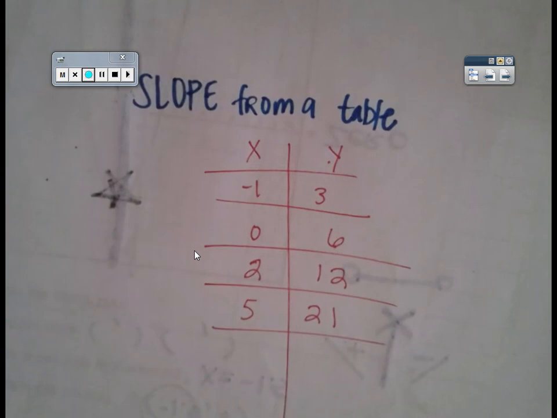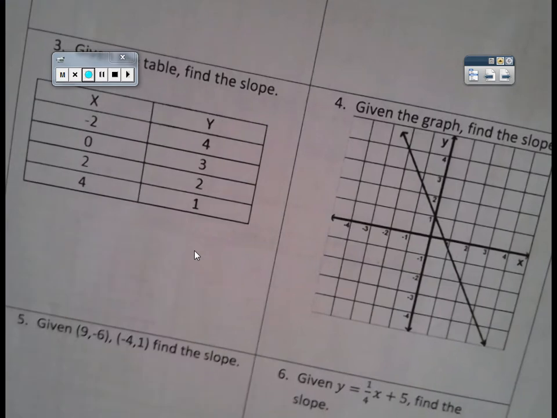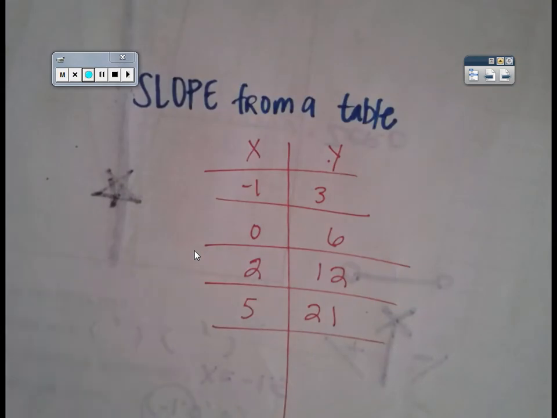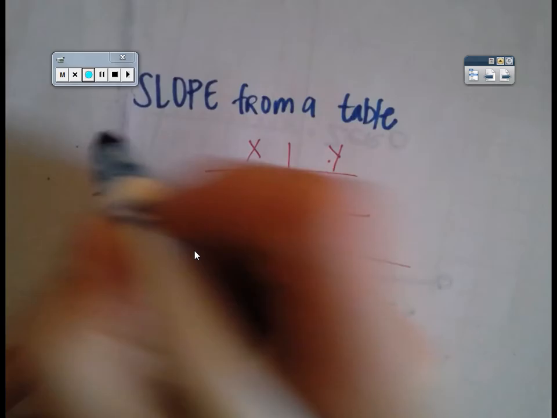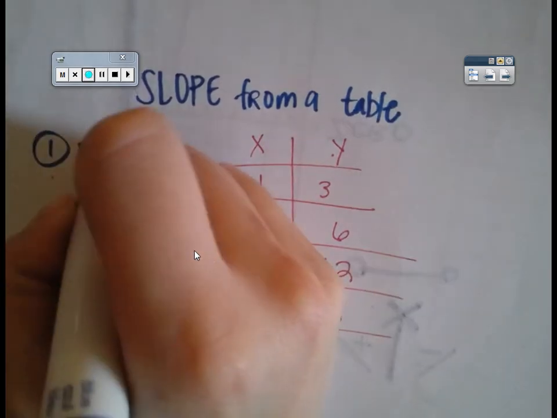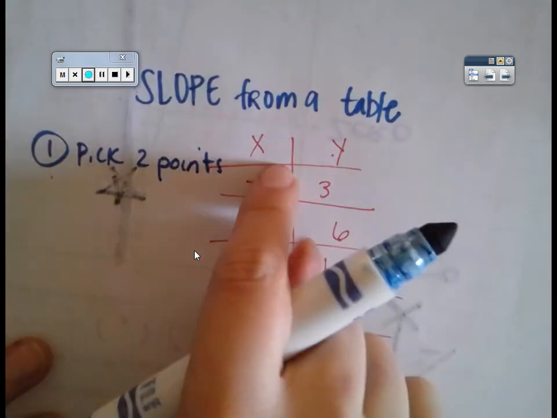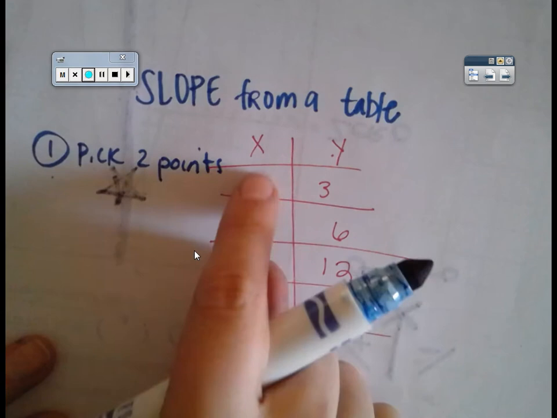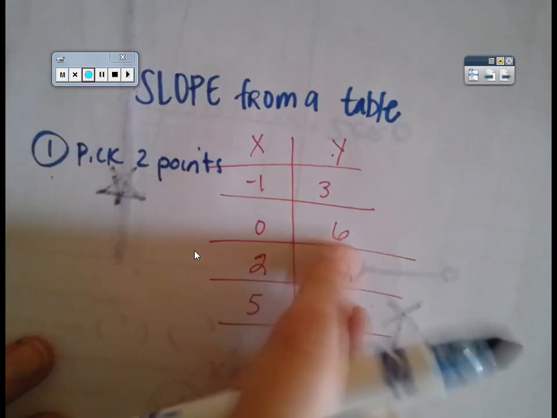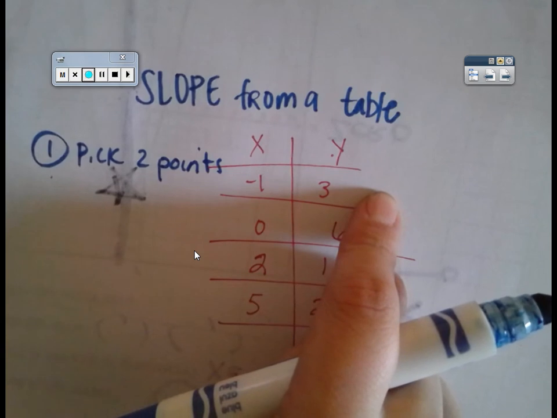So when we look at this one, it's also like this on your homework. Alright? So when you get slope from a table, you have x and y values. First step, just like when you get slope from a graph, you need to pick 2 points. Now, when I say points, points have an x and a y. So you can't pick this one and that one. That doesn't count as 1 point. It has to be, that's a point. That would count as 1.